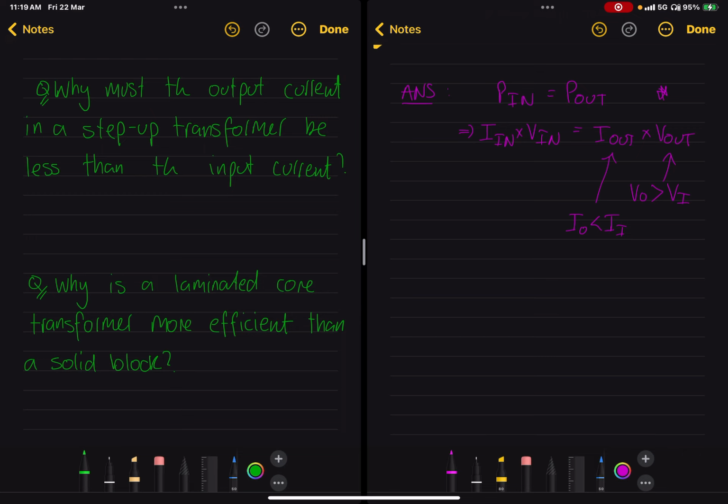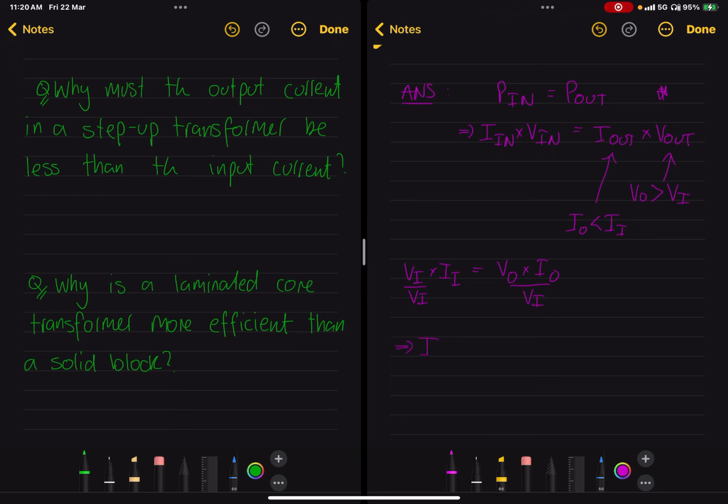So we might do the general proof. So we can say that voltage in times current in is equal to voltage out times current out. This is a kind of proof. We want to rearrange this so it's in the form of current in. So divide both sides by voltage in.